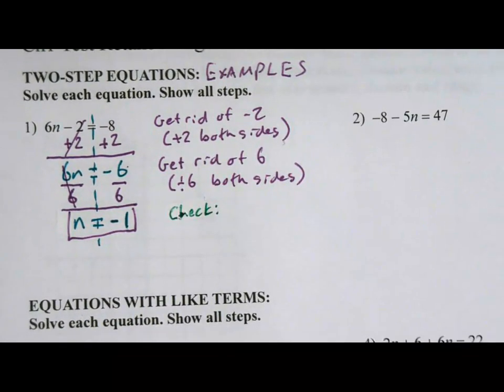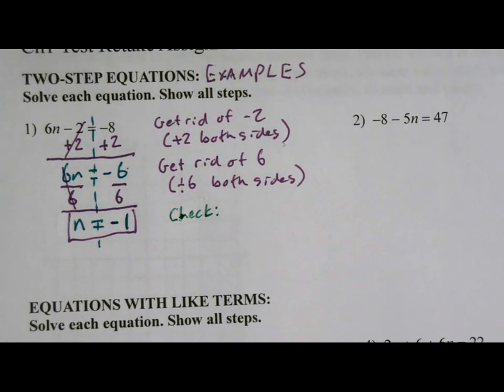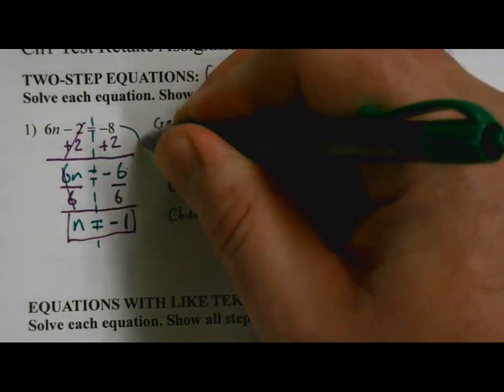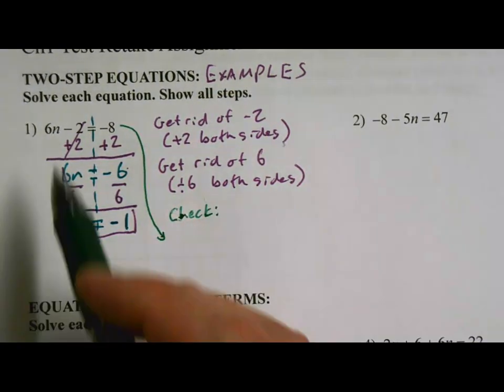Because if you're working on a test and you've got some extra time, you definitely want to check your answer. And if it's not right, you want to go back and see if you can find a mistake. So let's see what we can do here. Now when we check, we're going to rewrite our original equation. We'll just leave out any variables. So I'm going to leave out this n.